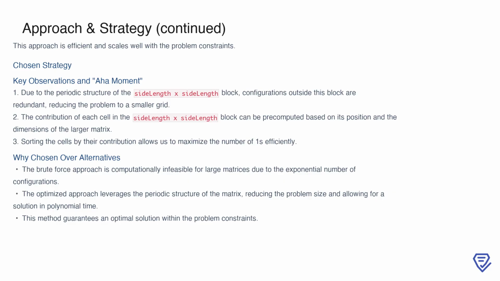Compared to the brute force approach, this method avoids exponential growth in complexity, making it computationally feasible even for larger matrices. By focusing only on the essential subset of the problem and using pre-computation and sorting, we strike a balance between efficiency and optimality. This strategy was chosen because it guarantees an optimal solution while staying within polynomial time complexity, making it vastly superior to other alternatives.